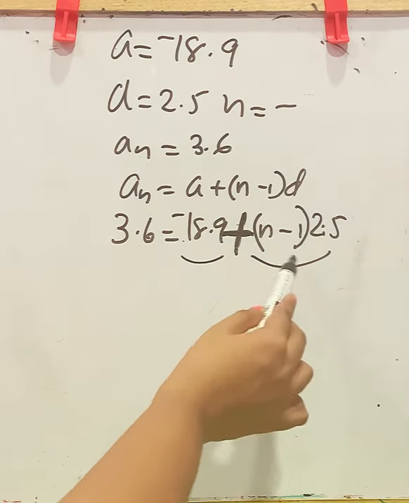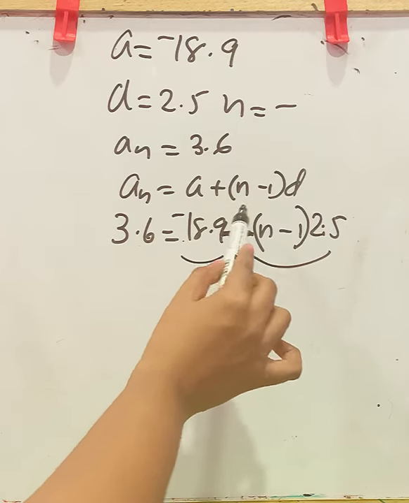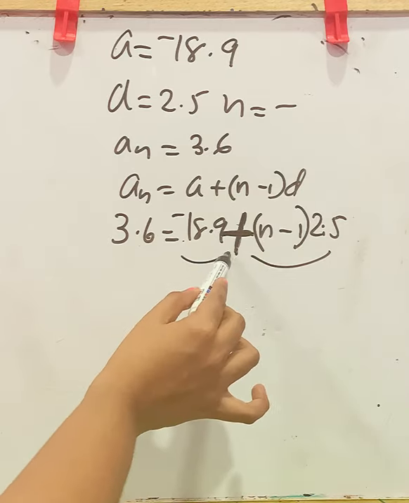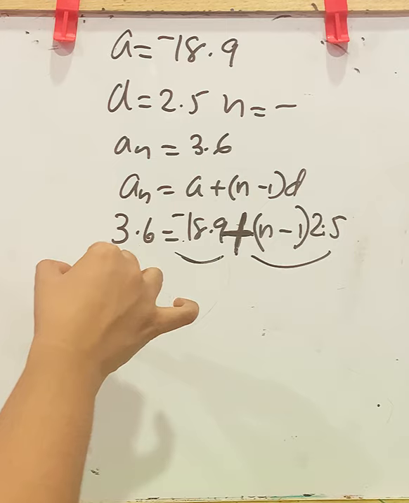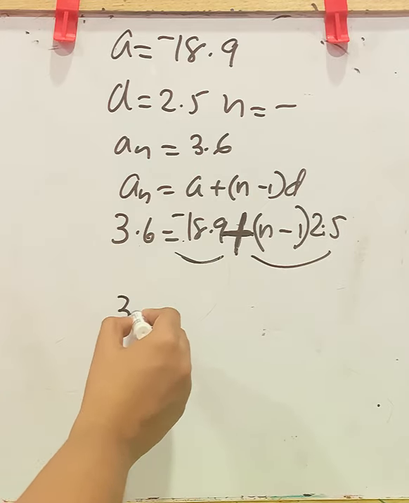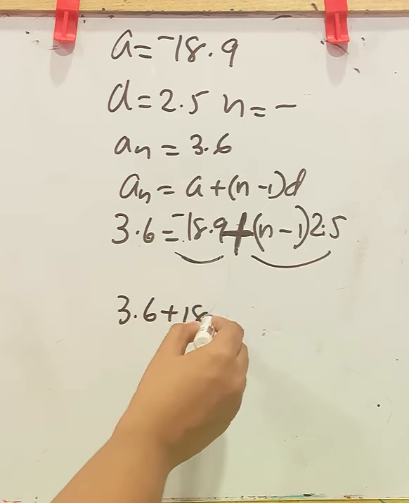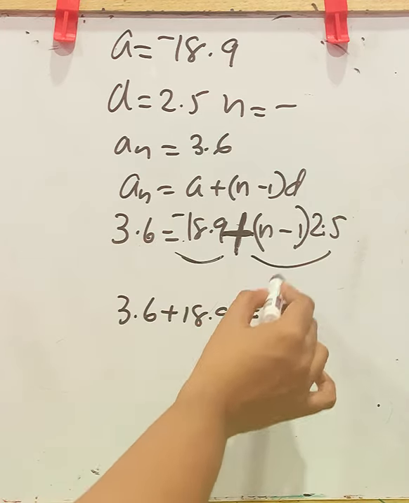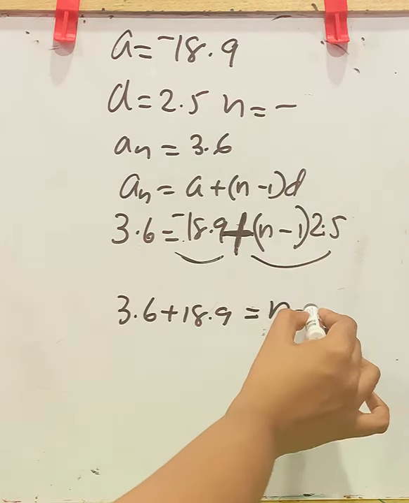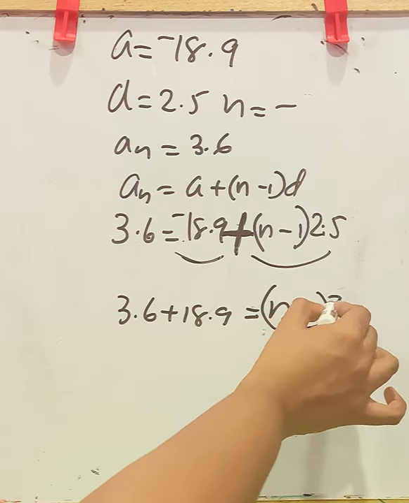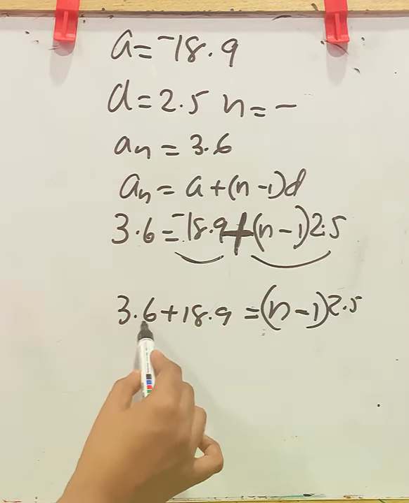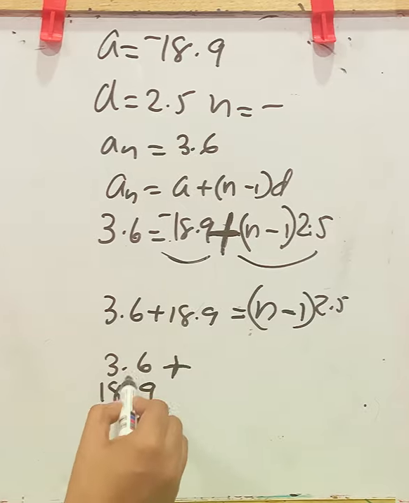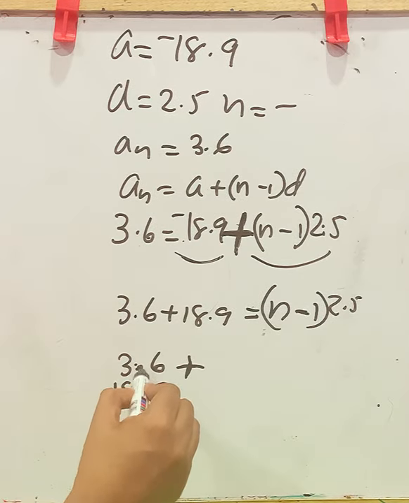Now keep this term here because it includes the variable n. So keep it there. Now take this to the other side of equal. So it becomes 3.6 plus 18.9. Because it is negative, taking to the side it becomes plus. Equal to, on this side we have n minus 1 into 2.5. 3.6 plus 18.9. The point you should write under the decimal sign.